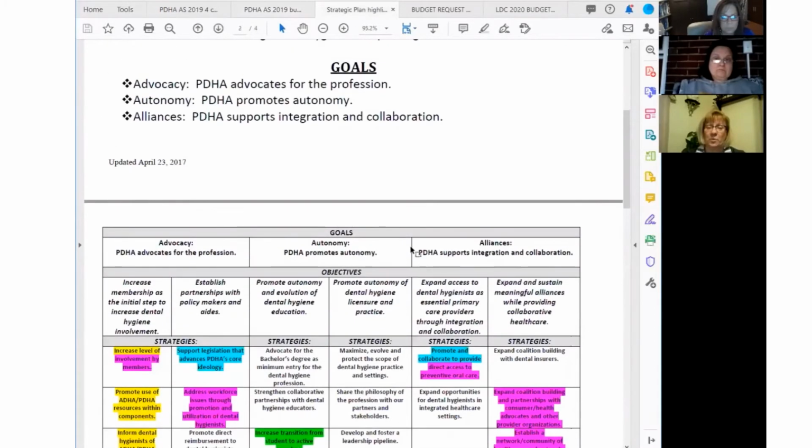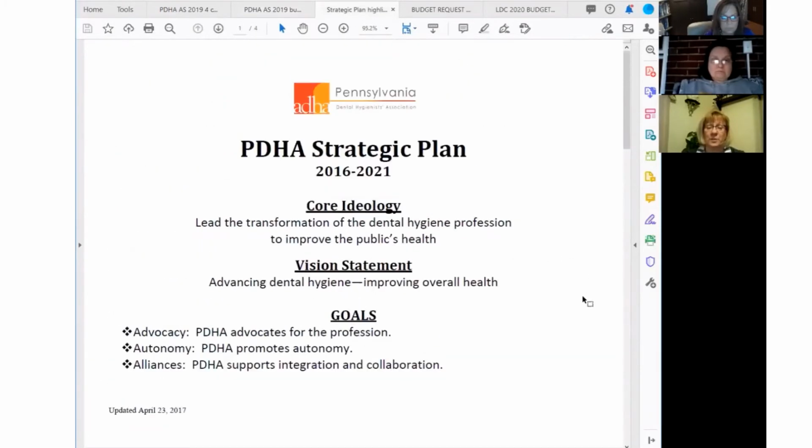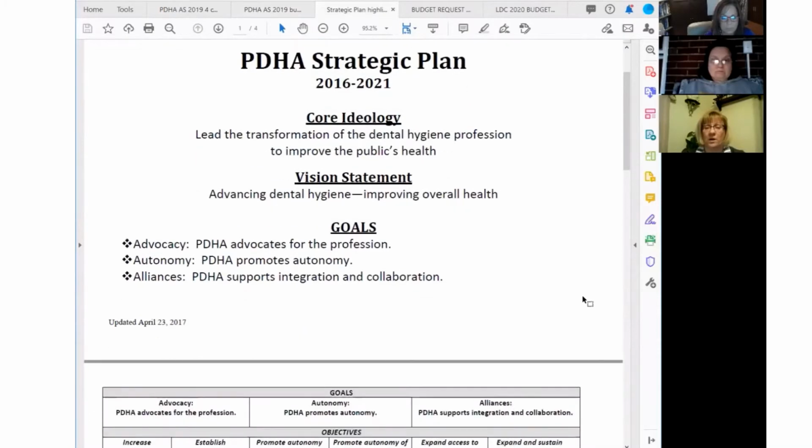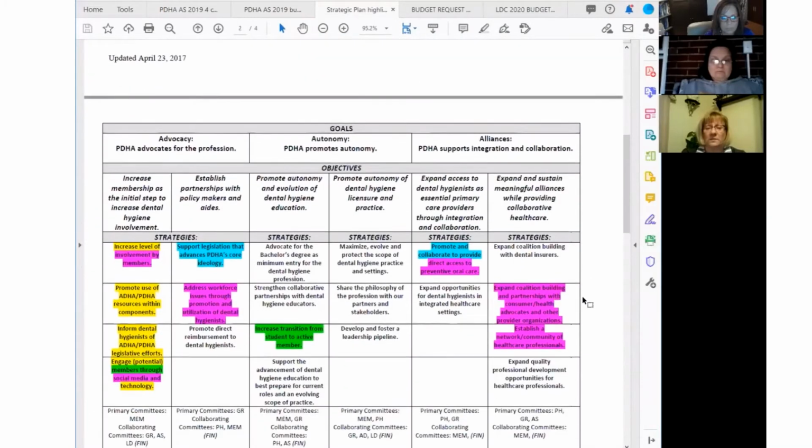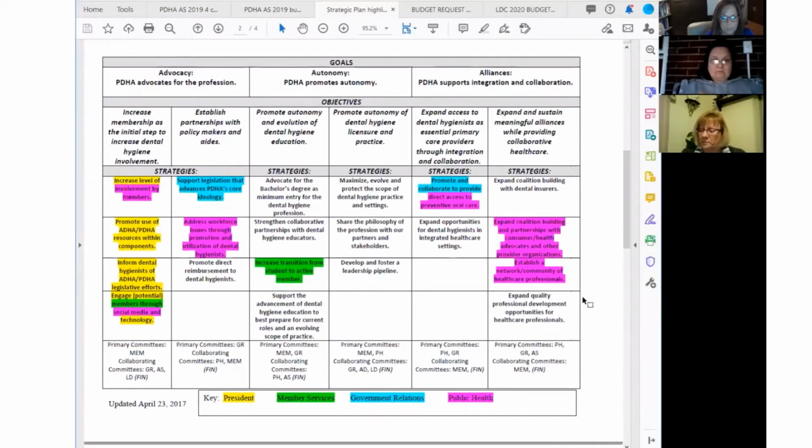Linda has been so wonderful to go through the strategic plan with her goals or most important agendas that she would like to stress in her coming years as presidency.